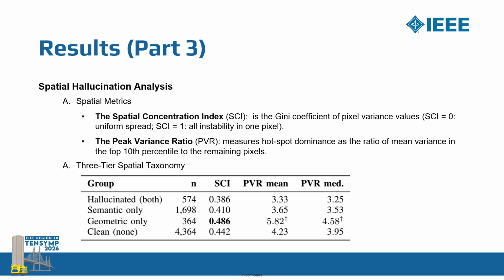Here's the surprising part. We expected hallucinated images to show a concentrated hotspot, like the model got confused in one specific region. The opposite happened. Full hallucinations show uniform spread. Every single pixel is equally uncertain, because the model is oscillating between two completely different global images. The sharp, localized hotspots instead show up in geometric-only failures, where the overall structure is fine but one specific region just can't resolve. This three-tier taxonomy, uniform spread, localized hotspot, and clean, is completely invisible if you look only at the global scalar.